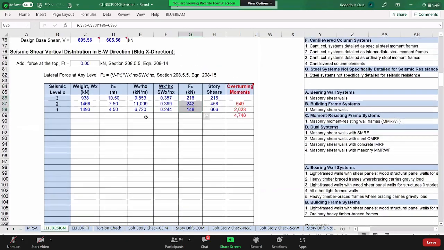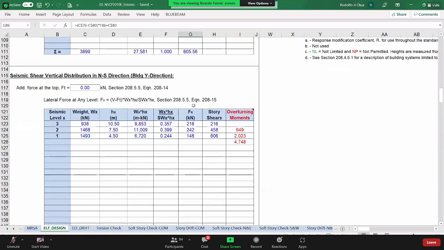So you have to apply it by direction. So this is for the X direction. The next is for the Y direction. This one.